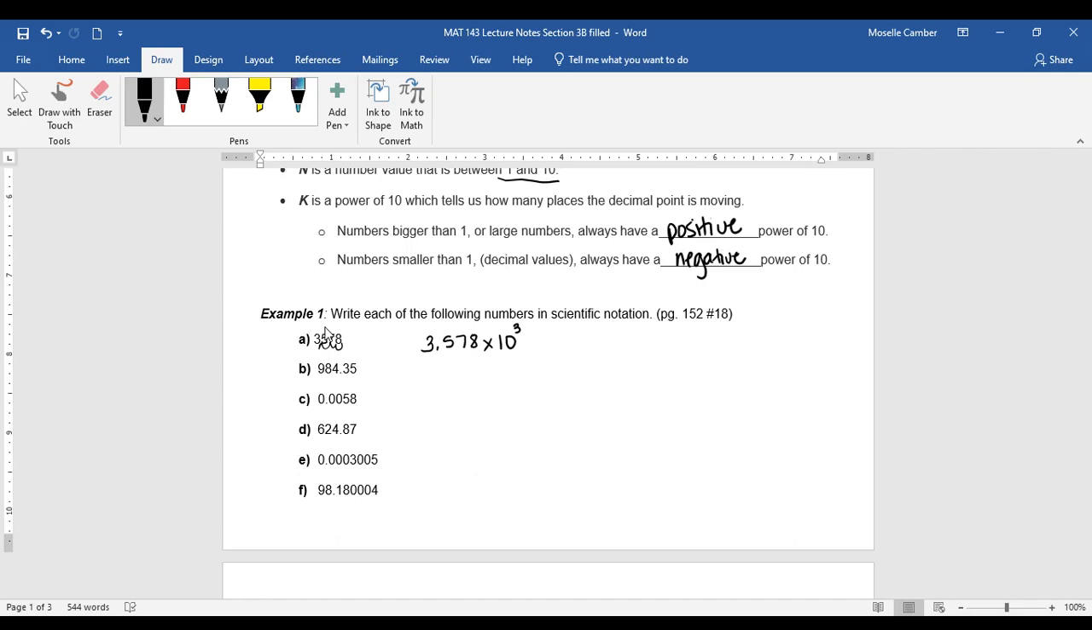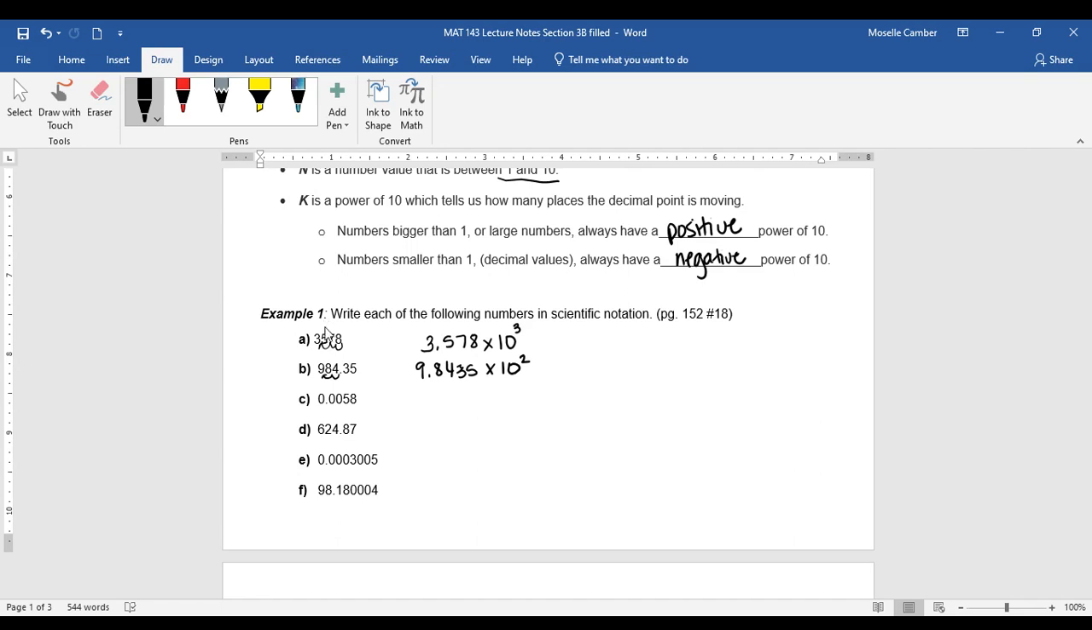Okay, 984.35. It already has a decimal point, but that doesn't really matter in figuring out this first number. So again, I'm going to find the first one that's not 0. In this case, it is 9. So I have 9.8435 times 10 to some power. To get that power, how many times do I have to move the decimal place to get from here to here? I started here and I want to get behind the 9. So I go 1, 2 times. And again, because this is a bigger number, it's going to be a positive 2.